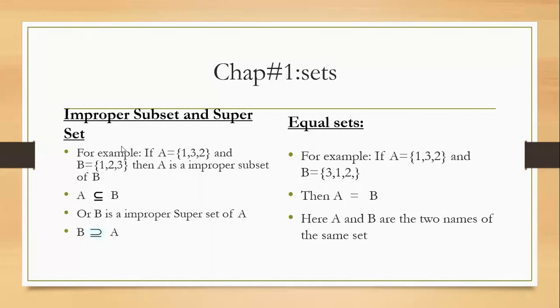Ahmed, are you listening to me? Now listen to me properly. Here you can see that elements are same, but arrangement is different. Then you can say that A is the improper subset of B.